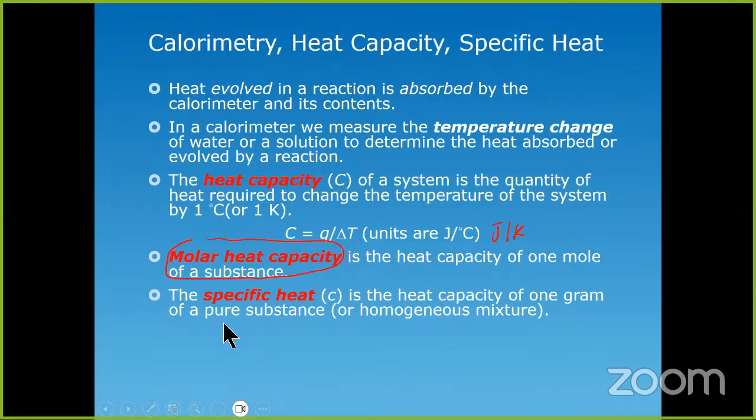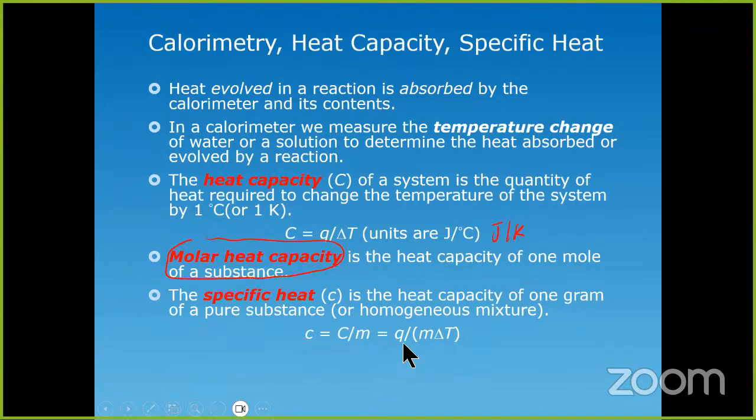In fact, the specific heat of a substance is the heat capacity of 1 gram of the pure substance. So basically, the specific heat, which is expressed as lowercase c, will be equal to uppercase C, the heat capacity, divided by the mass of the substance, right? Now, because we know that C is the same thing as Q over delta T, when we plug that into this equation, this is what we end up with.